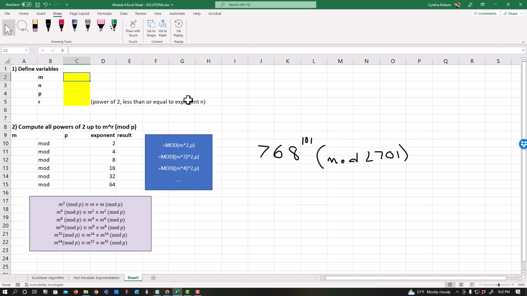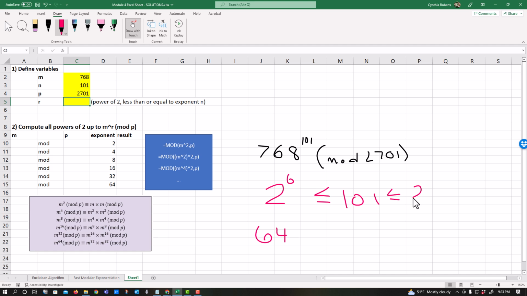To do this, I start with my 768, which is my M, my N, which is my power, and then my mod 2701. Now, how you find R is these are based on 2 to a particular power, and you have to make sure that you are staying below the 101, my exponent. So I think if I did 2 to the 6th power, which would be 64, and this is always 2 to the power plus 1. So in this case, just doing less than, not less than or equal to, and then 2 to the 7th is 128. So whatever this is where I should be stopping.